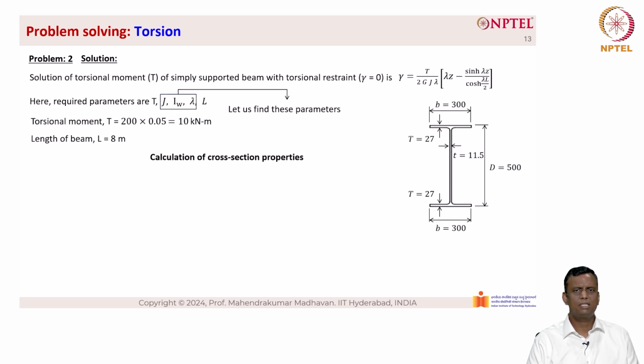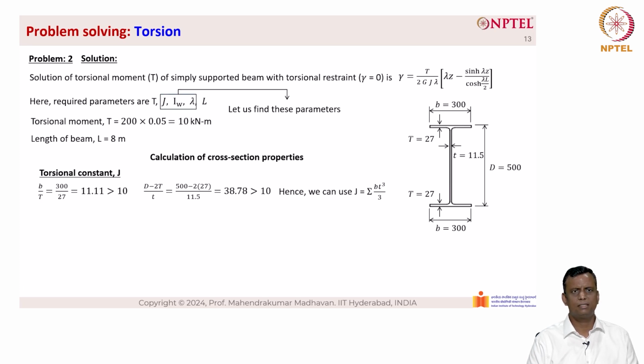So, calculation of the section properties. The torsional constant J first needs to be calculated. Before we calculate that, we need to find out the slenderness of the plate. Depending upon the slenderness of the plate, the equations for J will vary. Here the slenderness of the flange plate is B by T, which is 300 divided by 27, which is 11.11, greater than 10. Similarly, the slenderness for the web is (D minus 2T) by T, which is equal to (500 minus 2 into 27) divided by 11.5, given as 38.78, which is also greater than 10.